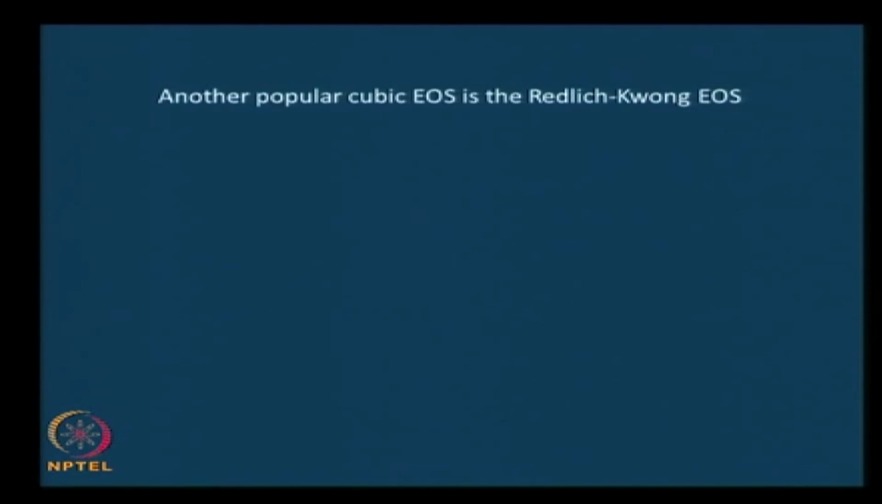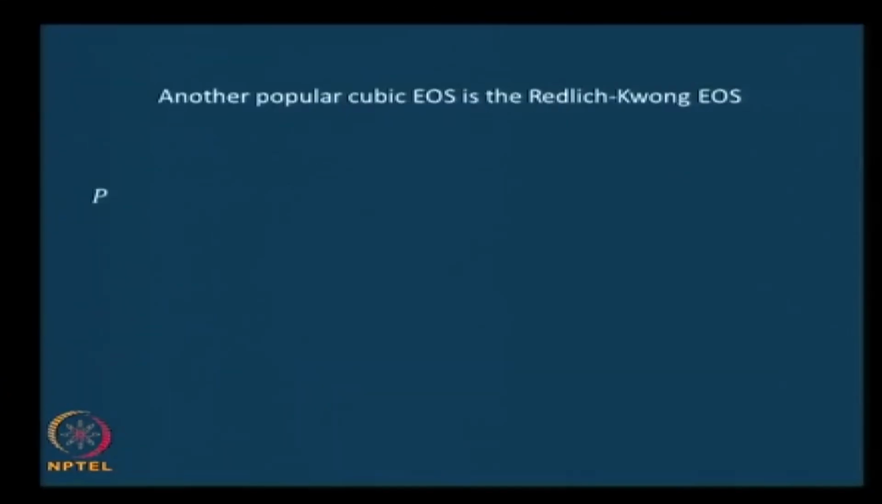Before I make some more comments on that, let me present another popular cubic equation of state, which is called the Redlich-Kwong equation of state. The equation itself is P equals RT by V minus B, somewhat similar to the earlier cubic equation, minus A divided by T power 0.5 into V into V plus B. We will call this equation 3.9.